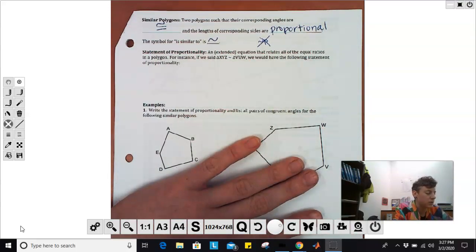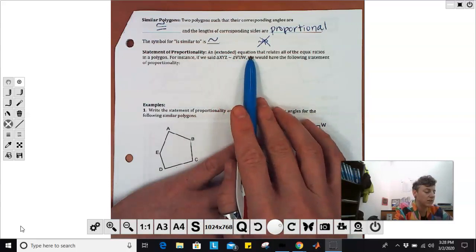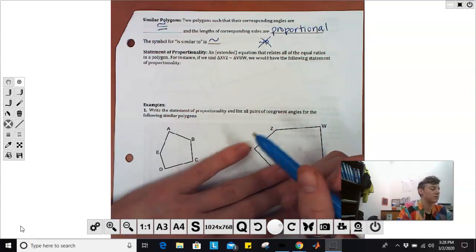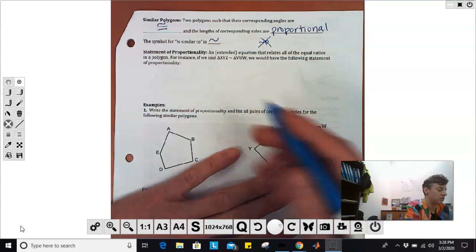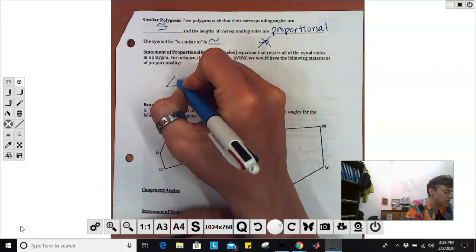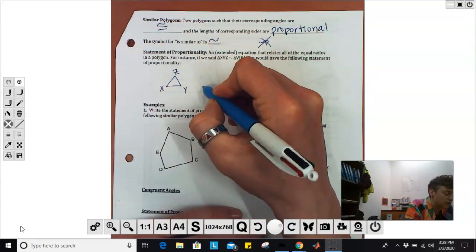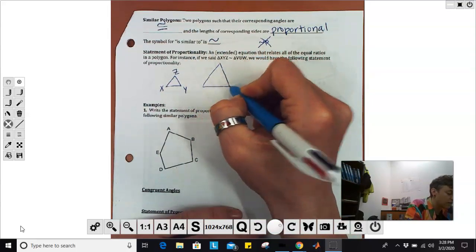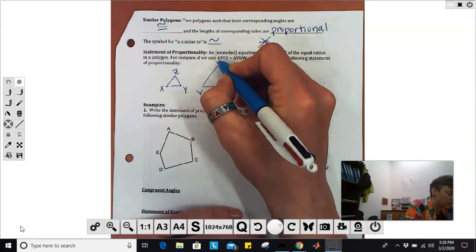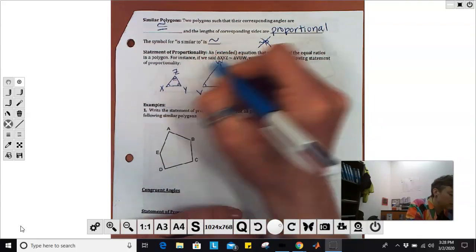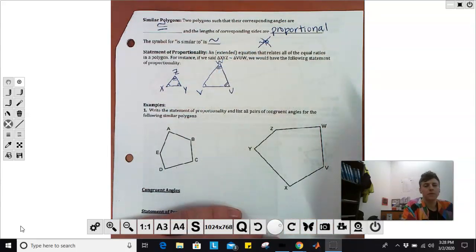So our statement of proportionality is an extended equation that relates all of the equal ratios in a polygon. For instance, if we said triangle XYZ is similar to triangle VUW, let me just draw that out real quick. Let's say that's X, and that's Y, and that's Z, and this will be V and U and W. Those angles are equal, those angles are equal, these angles are equal. So our proportionality statement, we're going to relate all of the equal ratios in a polygon.